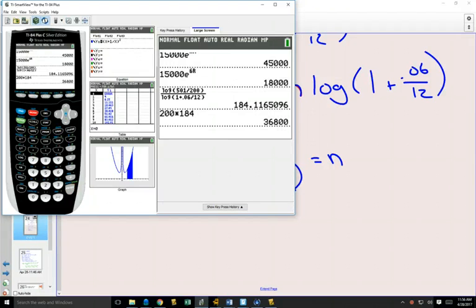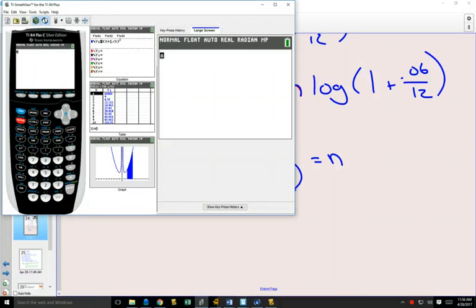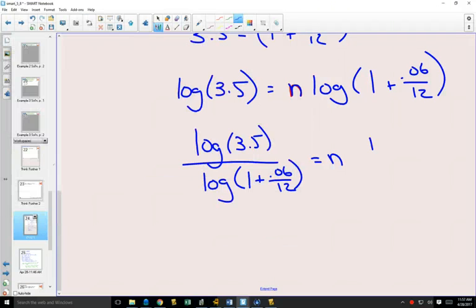I'm going to go second, quit to go back to my regular screen here, and I'm going to type in log of 3.5 on the top and log of 1 plus 0.06 divided by 12 on the bottom. 251.17. Now, 251.17 divided by 12 to find out how many years this is going to take you. Before, it was only going to take us 15 years.